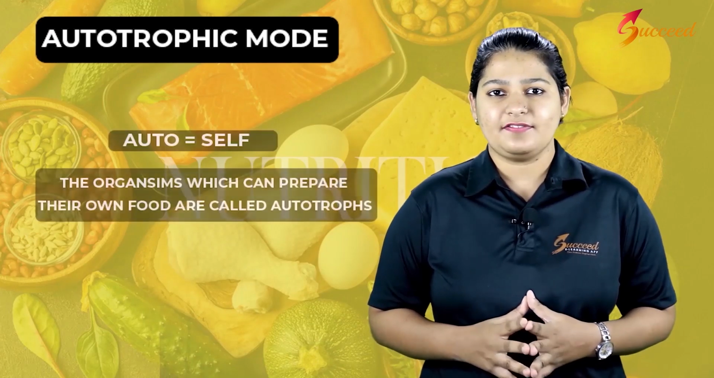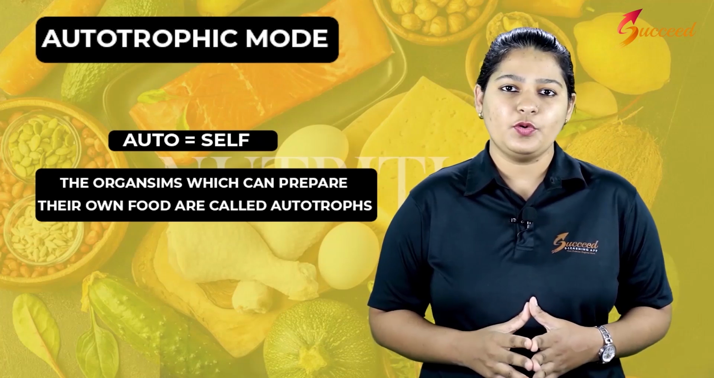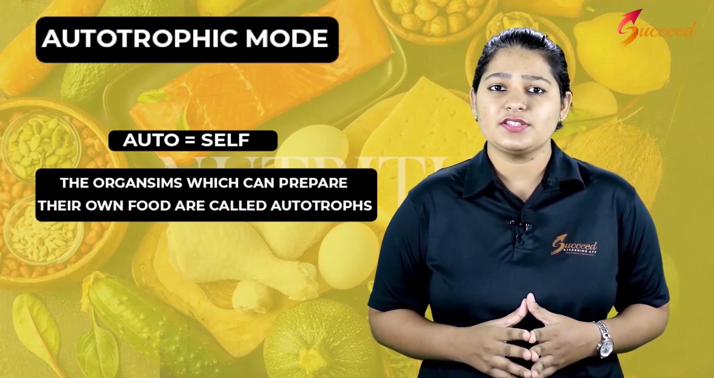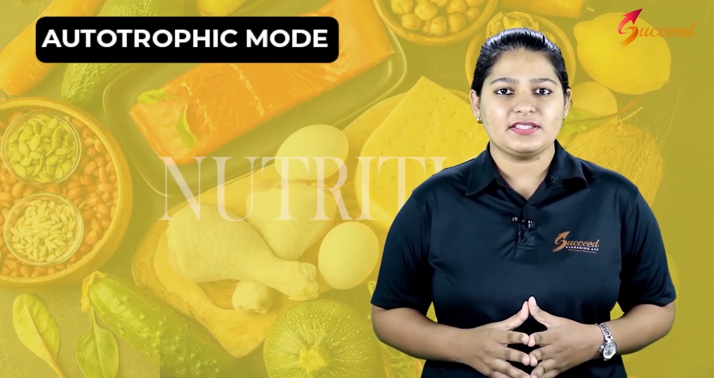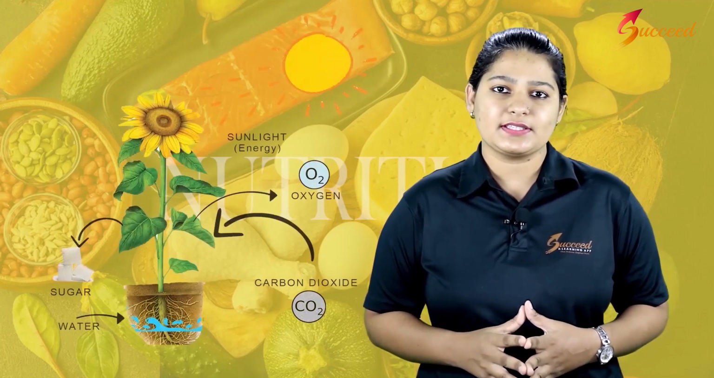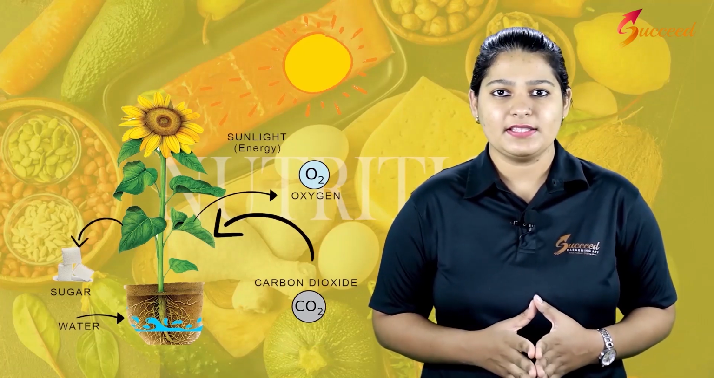Auto means self. So, the organisms which can prepare their own food are called autotrophs, and this mode of nutrition is called autotrophic mode of nutrition. For example, green plants can produce their own food by the process of photosynthesis. Let us see how photosynthesis occurs in green plants.